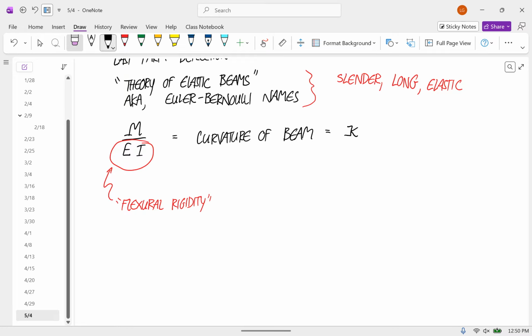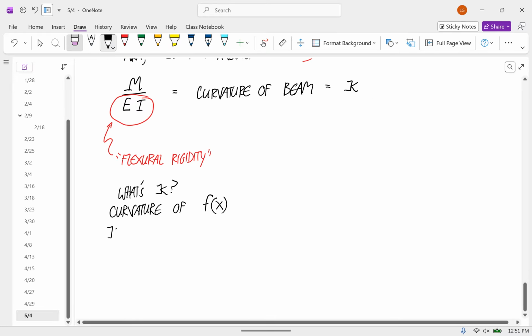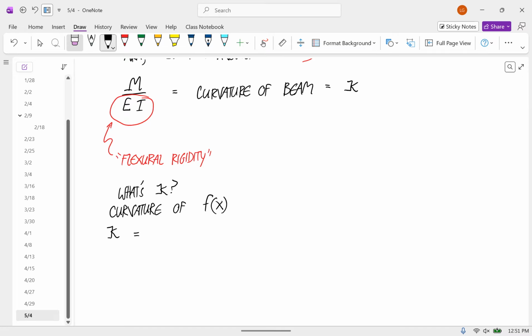The curvature of a function. So now we have to think about what this curvature means. What's curvature? The curvature of a function f, and let's think of a function f of x, is given by this pretty ugly looking formula.